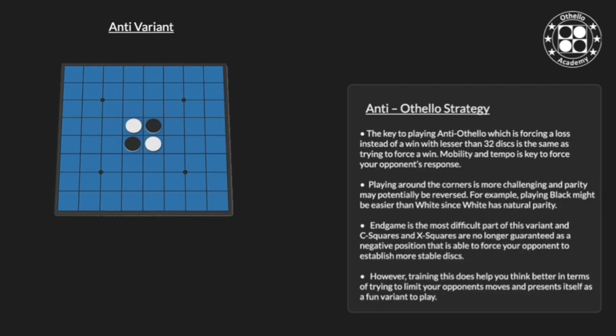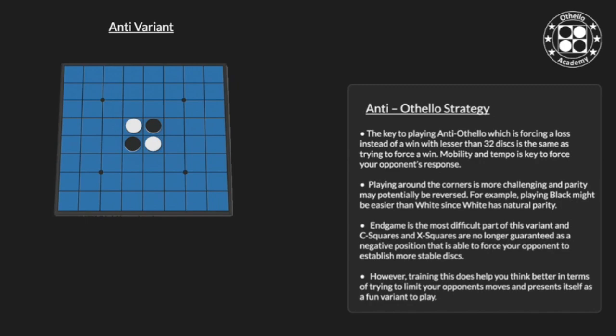So in this case, I would like to share some strategies. The key to playing anti-Othello, which is forcing a loss, is actually not much different from trying to force a win. It's all about mobility and tempo, and it's also about forcing your opponent to respond in a way that you would like. The only main difference here is that parity might be reversed. It might be better to be playing black than white because you don't have natural parity. At the same time, you need to be a bit more aware when you're playing around the corners, that the C squares and X squares are no longer guaranteed to be a negative position, because your opponent will also try to play a negative play.